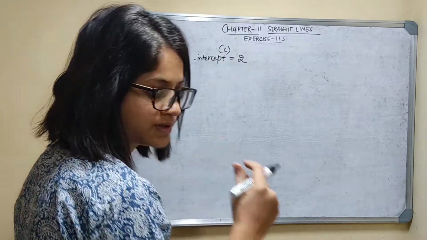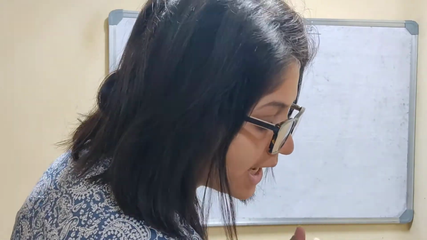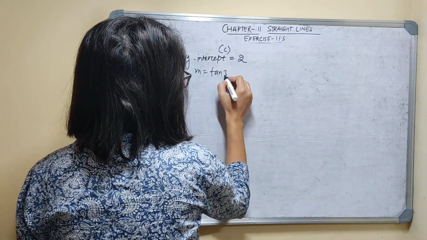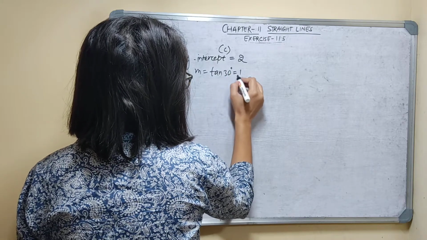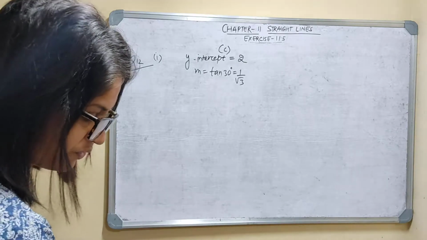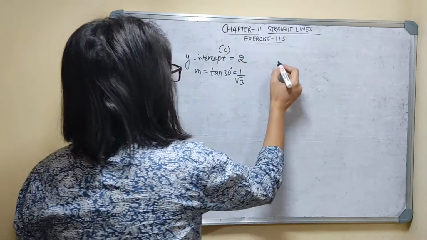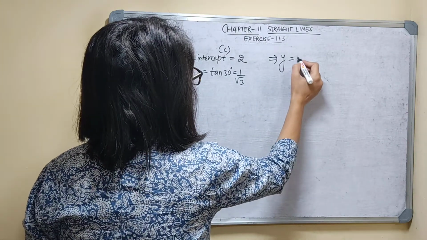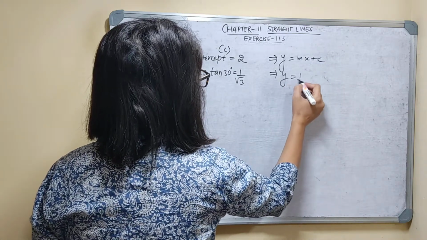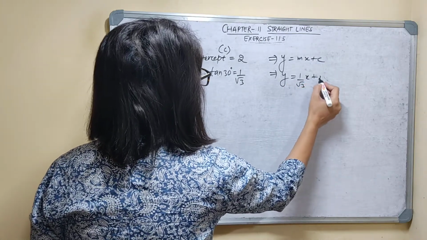Because it is above the origin, and making an angle of 30 degrees with the positive direction of the x-axis. So m is equal to tan 30, which is 1 by root 3. So m is given and y-intercept is given. You can find the equation of a straight line with this. So what will be the equation? y is equal to mx plus c. So y is equal to 1 by root 3 x plus 2.